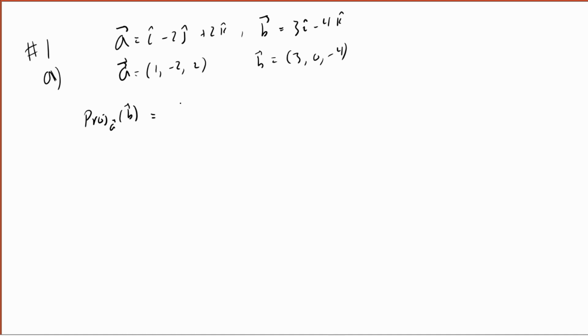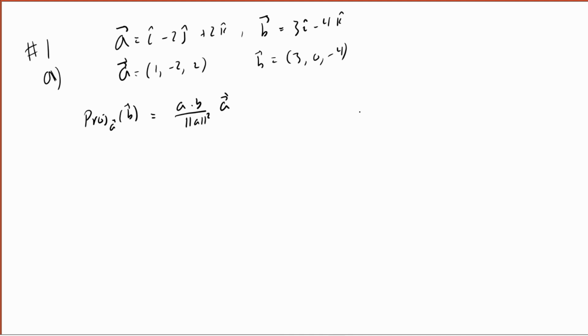So we have a formula. It's A dot B over norm A squared times A. So remember, it says in the direction of A, meaning that the result should be a multiple times the vector A. So let's start computing.